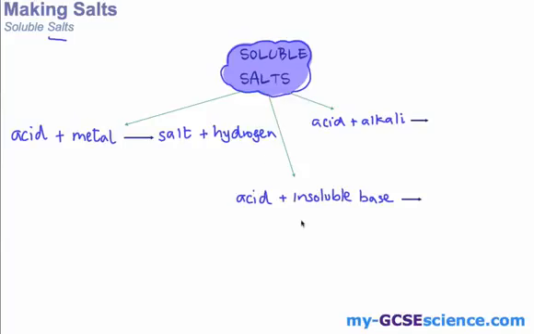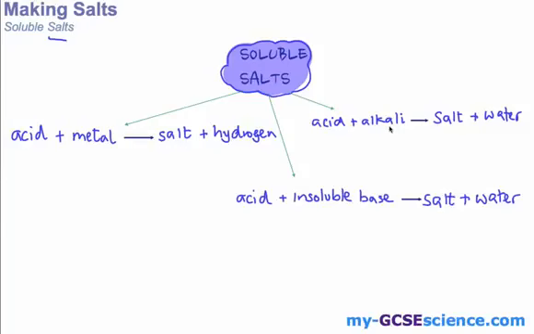The next method is acid plus insoluble base. An insoluble base is a substance that's not soluble in water and it's alkaline in its nature, and when we react these two together we get salt plus water. And similarly, when we react acid with alkali, this would be a neutralization reaction, and when we react those two together we also get salt and water.